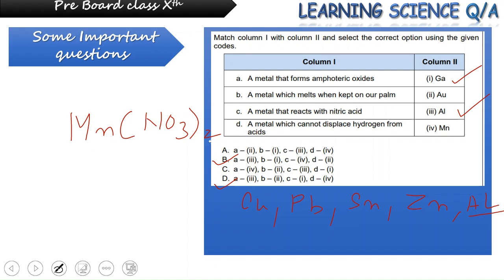Lastly, we have a metal which cannot displace hydrogen from acid. Metals are displaced from their solution by a reaction named displacement reaction. But as we discussed, gold, already being very low in the reactivity series, will not displace hydrogen from the acids. So D would be the answer. So with this, we have option B as our right answer.